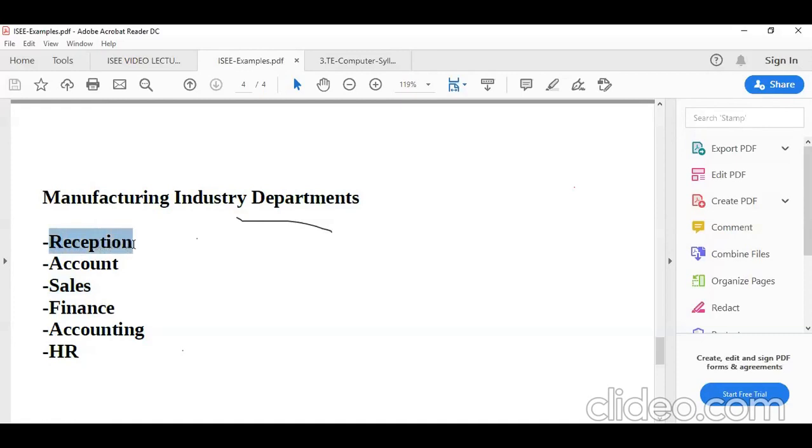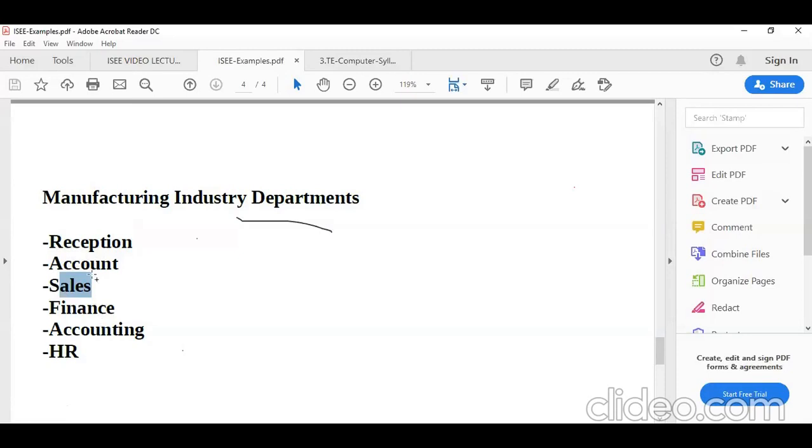Now, initially we have to imagine there is no presence of computers. All of you with me? Computers are not available for our use. Now, the person who is seated at the reception department has to make one register. Yes or no? Yes, sir. The person who is seated at the accounting department has to make one register. I hope all of you are getting the meaning of the word register: a large notebook, a big notebook. The person who is seated at sales, finance, accounting, all of them have to maintain one register.